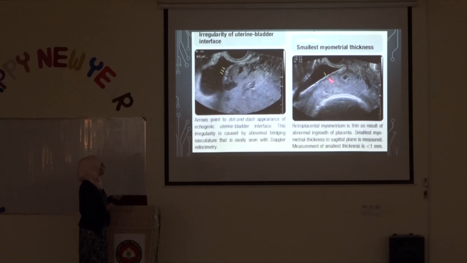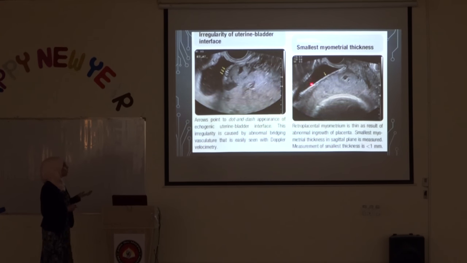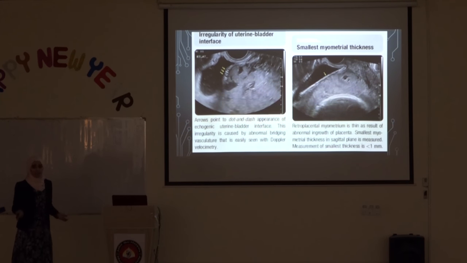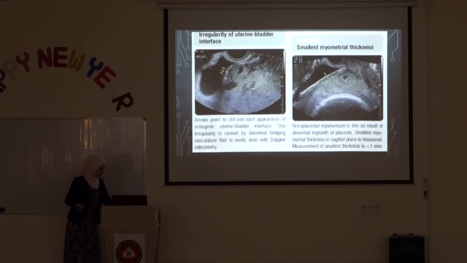The fourth sign is the smallest myometrium thickness. This is the placenta and this is the myometrium. The placenta is already occupying the myometrium, so the myometrium will be very thin. If this line is less than 1 millimeter thickness, it is a sign of PAD.